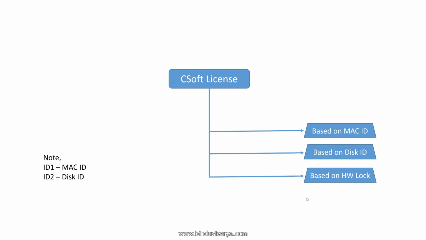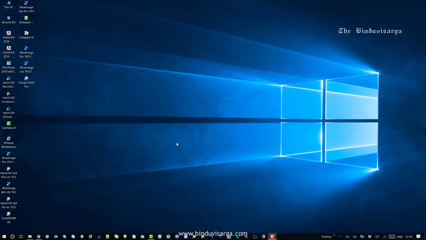So now we will go to a Windows 10 system and try to install the CSoft license server over there. So let's move to the server. Here we are on the server system, Windows 10. We could also use Windows Server to install the CSoft license server, but in this case we will use Windows 10 OS as the server.